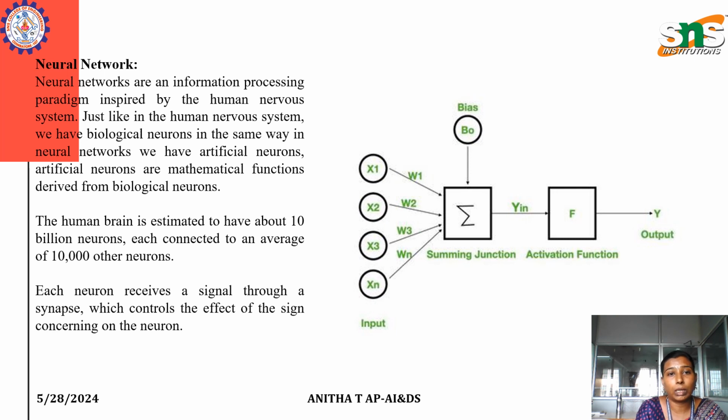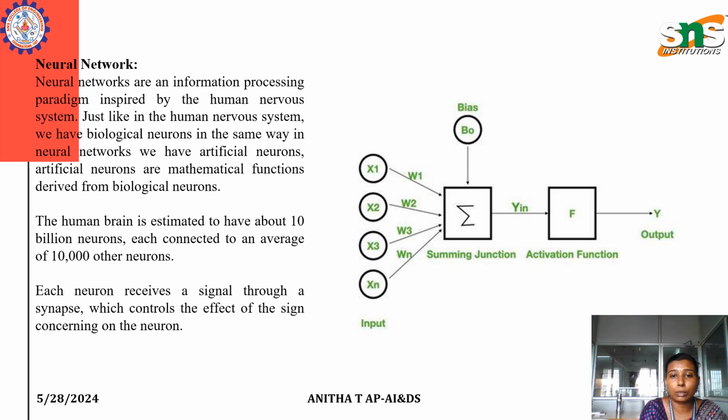Next, coming to neural networks. Neural networks are an information processing paradigm inspired by the human nervous system. Just like in the human nervous system, we have biological neurons. In the same way, in neural networks, we have artificial neurons. Artificial neurons are mathematical functions derived from biological neurons. The human brain is estimated to have about 10 billion neurons, each connected to an average of 10,000 other neurons. Each neuron receives a signal through a synapse, which controls the effect of the signal on the neuron.